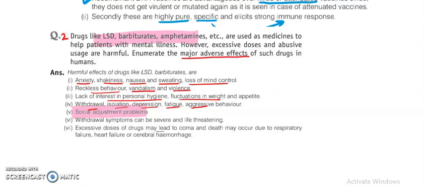Excessive doses of drugs may lead to coma or even death may occur due to respiratory failure, heart failure or cerebral hemorrhage. So whenever withdrawal has to be done, it has to be done in a certain amount of dosage. It's not like a person is taking continuously and one fine day you stop. So the body will not respond immediately and it will not get settled, rather any of these may happen. So if such a type of question comes, you pick up some of the effects of your own choice and please do involve that in your answer. I hope this is understood.